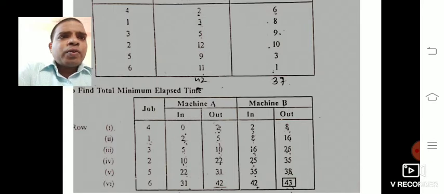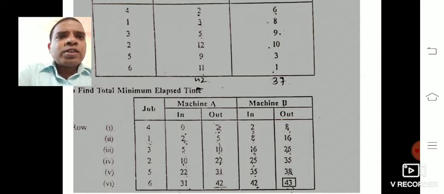Now please check the first job. On machine B, it comes out after 16 minutes. After the first job completes, the third job is going to enter machine B, so you write down 16 here. Now check how many minutes the third job takes, that is 9 minutes, so 16 plus 9 is 25. After 25 minutes the third job comes out from machine B.